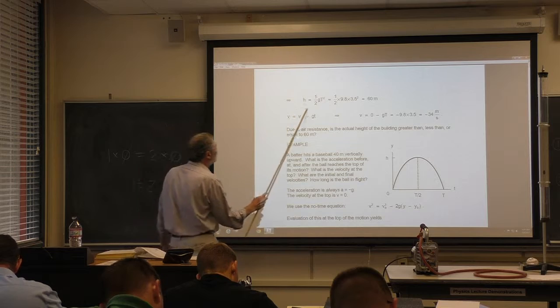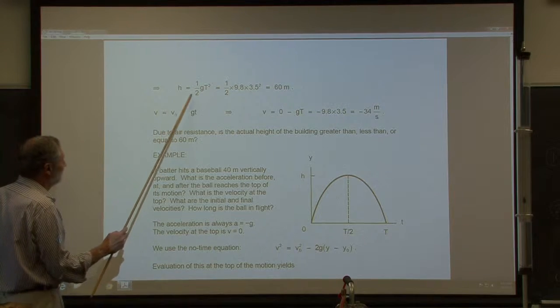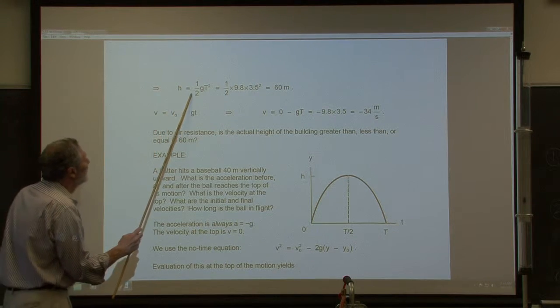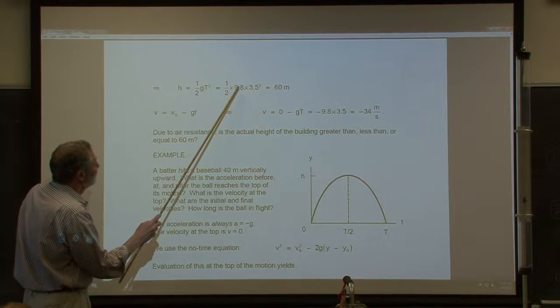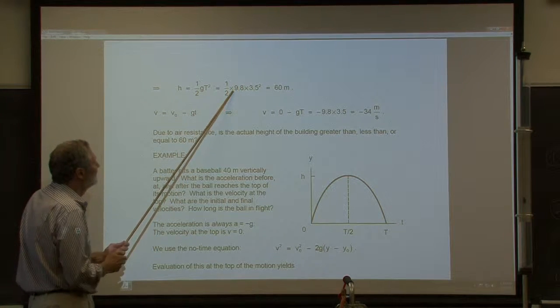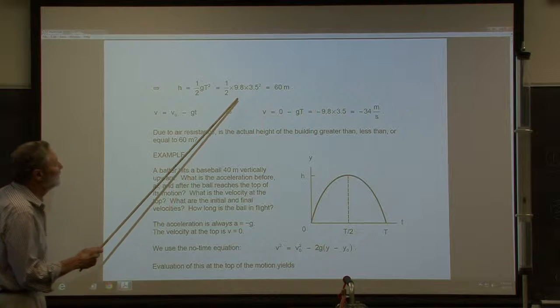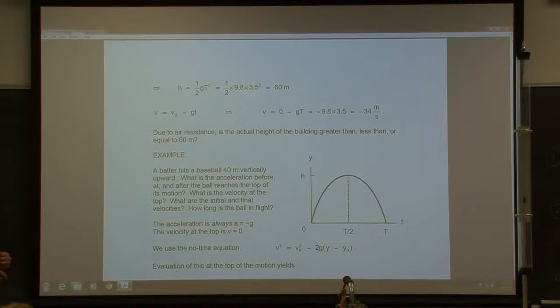And here this occurs over 1/2 at or gt squared, which occurs a lot. We just plug in the numbers, 9.8 meters per second squared. This is all SI units, so the answer has to be in SI units, and it's 60 meters. It's a pretty high building.